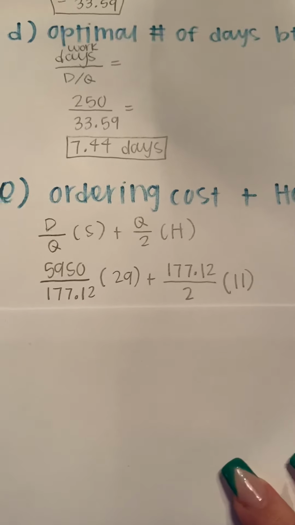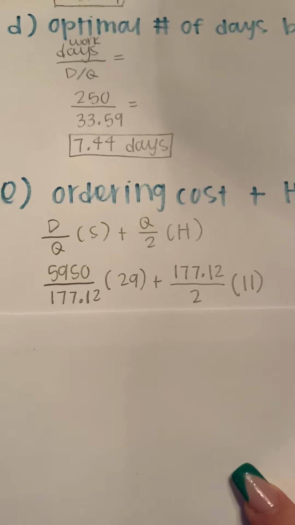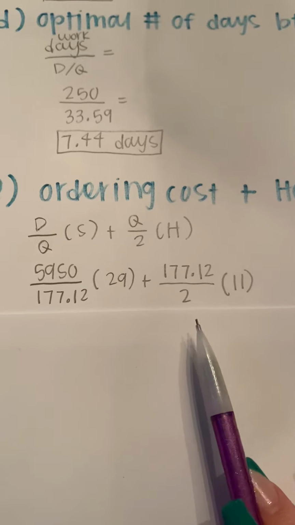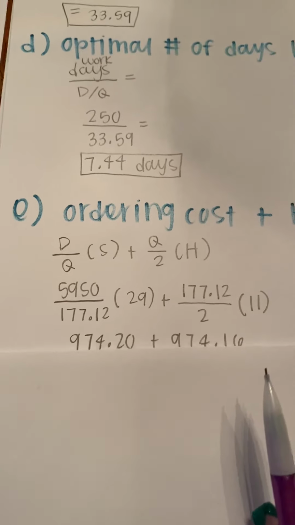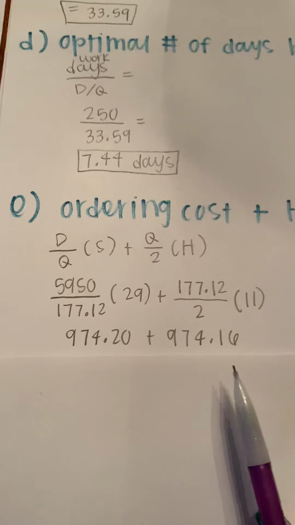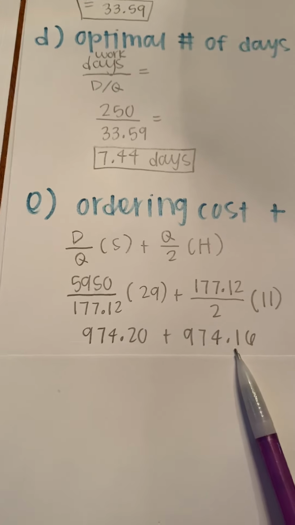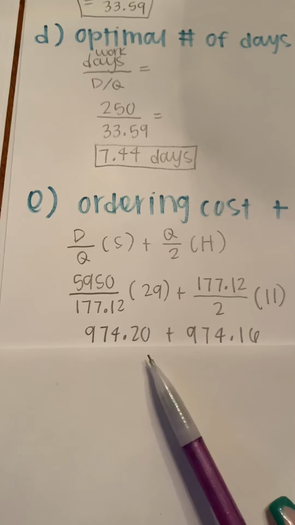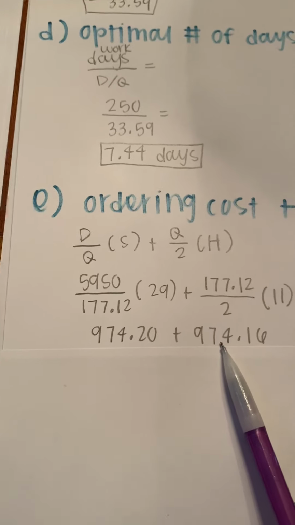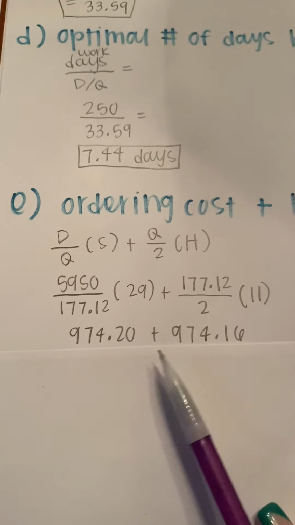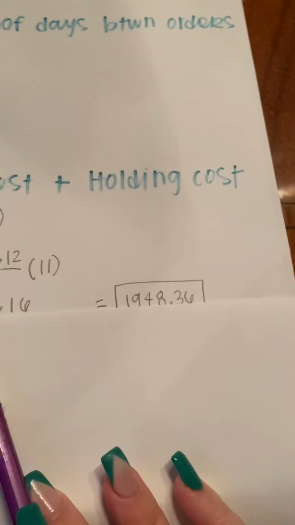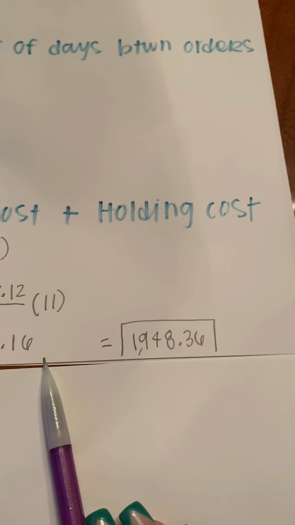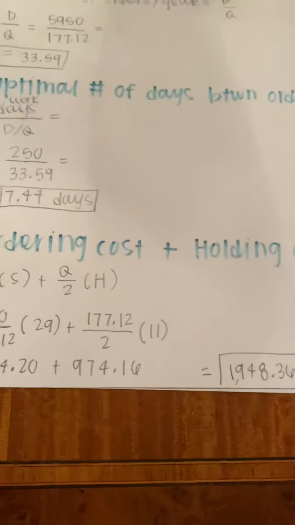So 5,950 divided by 177.12 times 29 plus 177.12 divided by 2 times 11. And then we would get 974.20 plus 974.16. If we did the EOQ portion of this problem correctly, then these two numbers, the ordering cost and the holding cost, should be very similar as they are here. If we add those two numbers up, we would get an ordering cost and holding cost of 1,948.36, once again, rounded to 2 decimal places.